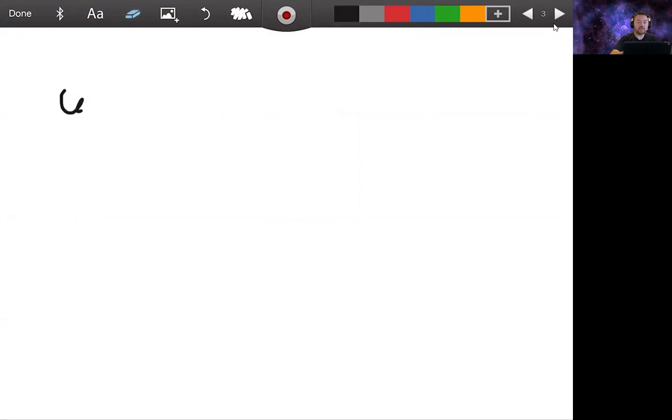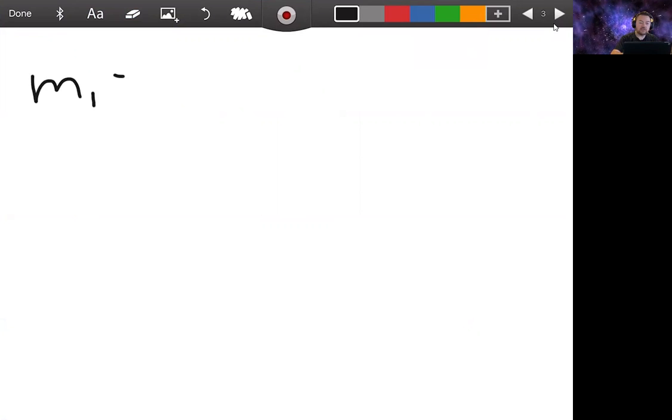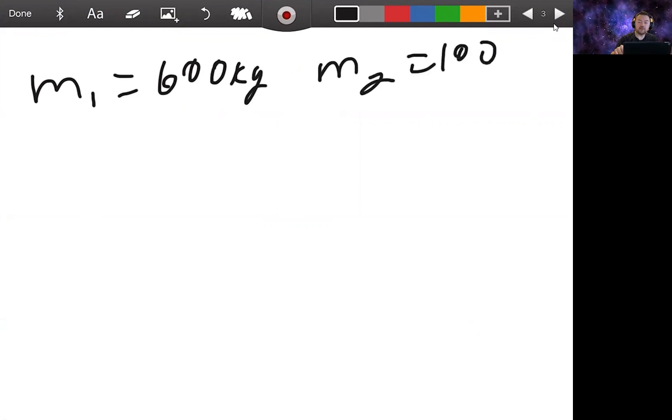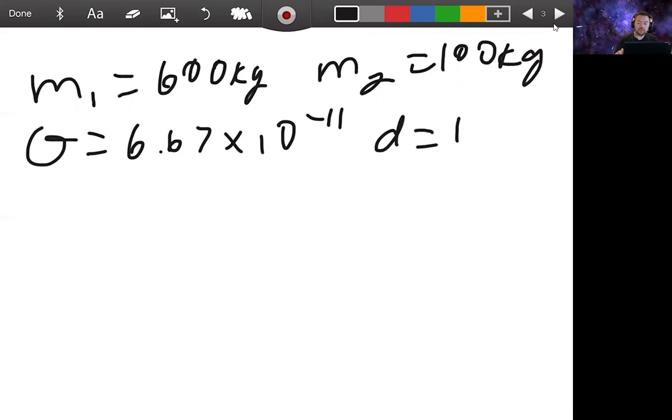Yeah, there we go. So I'm going to take these same objects. Mass 1 is going to be 600 kilograms again. Mass 2 is going to be 100 kilograms. My gravitational constant is still 6.67 times 10 to the minus 11, but let's make these objects really, really close together. Let's put them 1 meter close to each other. So my distance is now just 1 meter.